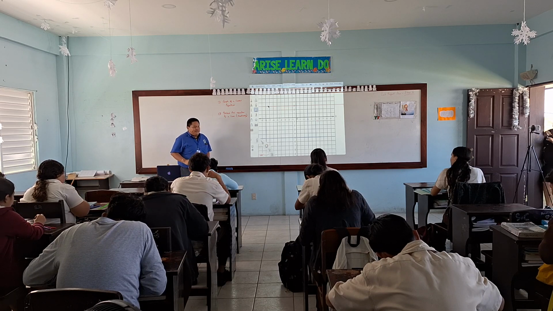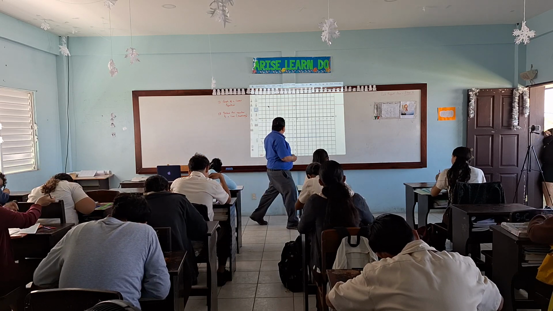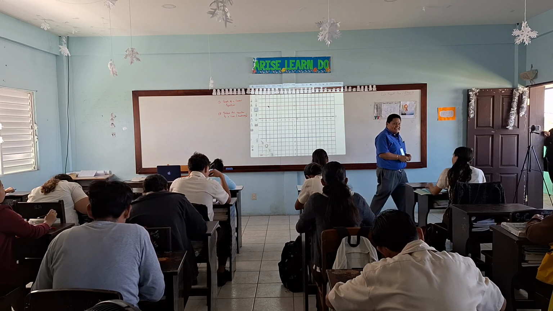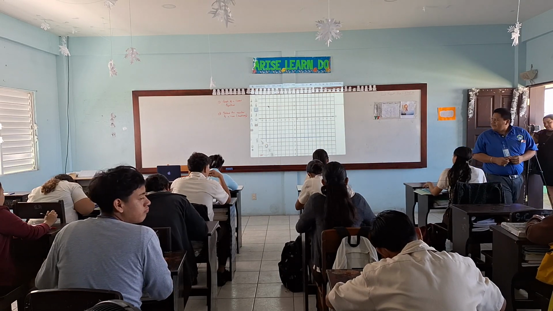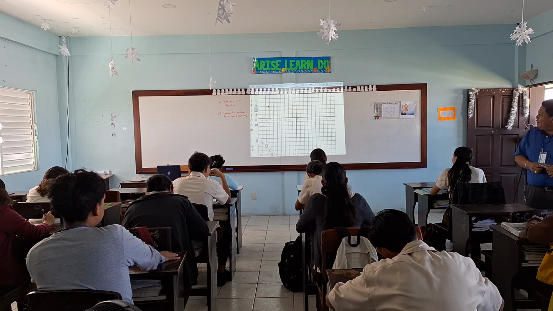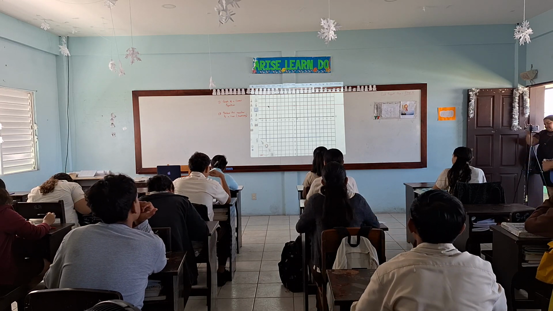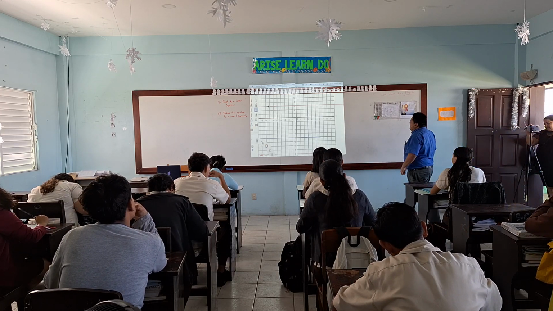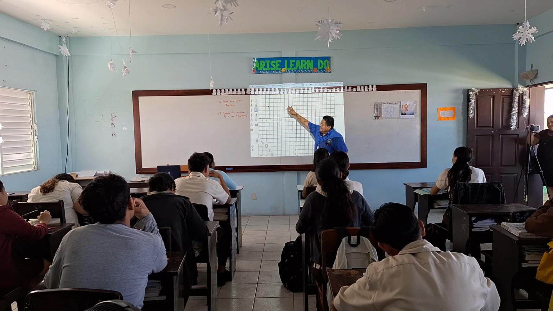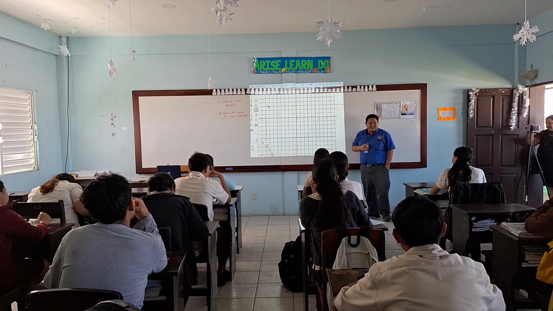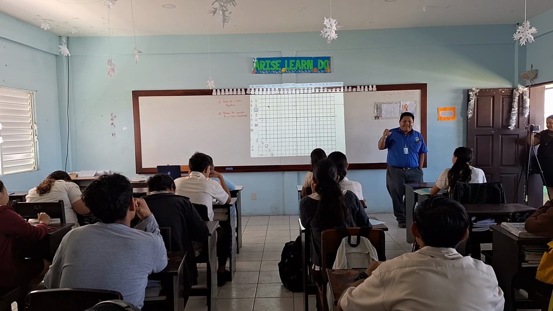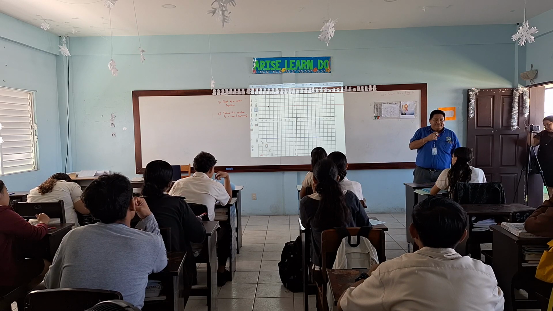Okay, for those of you who have finished, I have drawn 4 lines here in the Cartesian plane. The first line, the red one there, the horizontal line. What is the equation of this line? Y equals 3. Why is it that the line is called y equals 3?